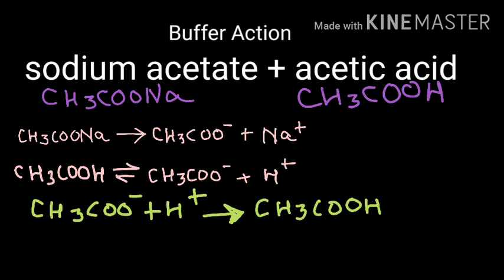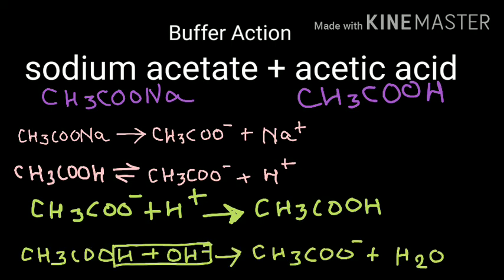Similarly, if we add a base, now we know that a base is characterized by OH minus ions. So this small amount of OH minus ions will now be neutralized by the acetic acid that is present, giving us the formation of water along with CH3COO minus ions. So the addition of an acid or a base to the solution is not going to change the concentration of H plus or OH minus ions. Also, the pH of the buffer solution is going to remain unchanged.